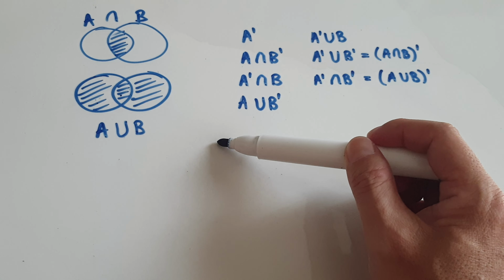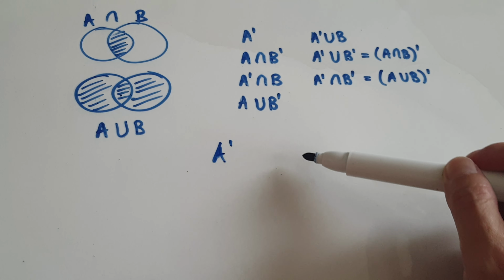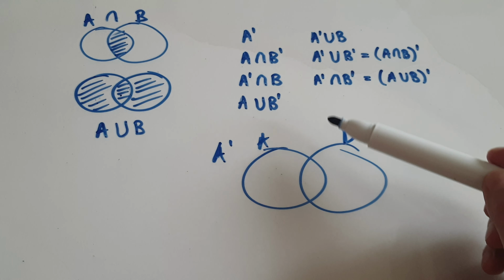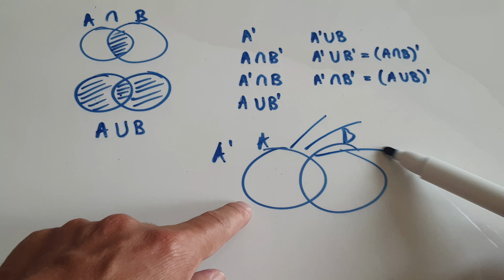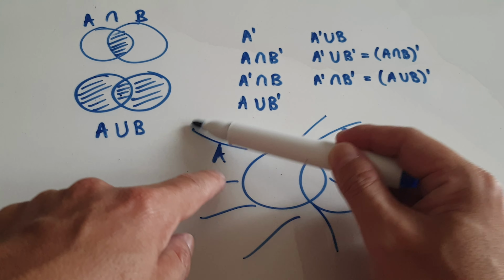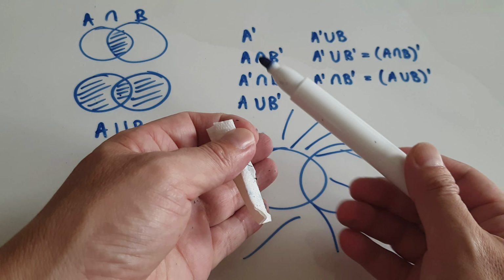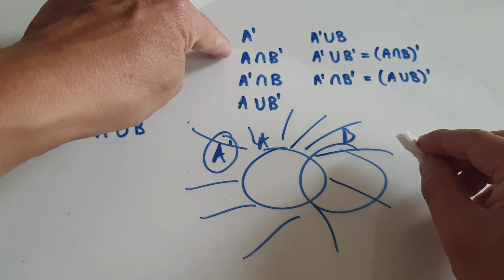So for A dash, that means not A. So if you have A, B here, not A means anything on the outside of A. Not on the inside, but on the outside of A. So A dash means everything on the outside. So now let's look at this one here.